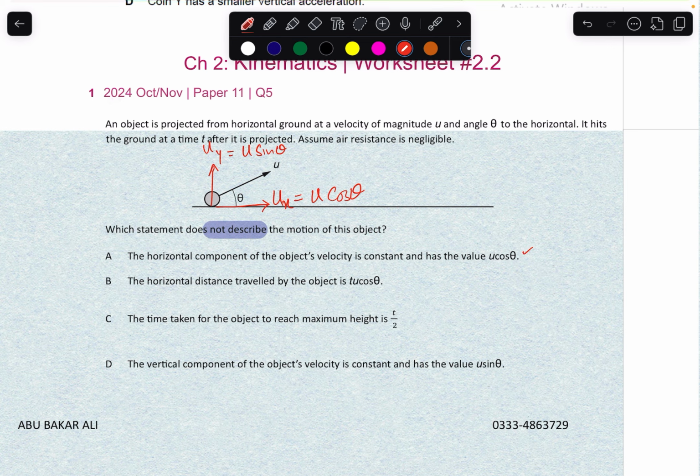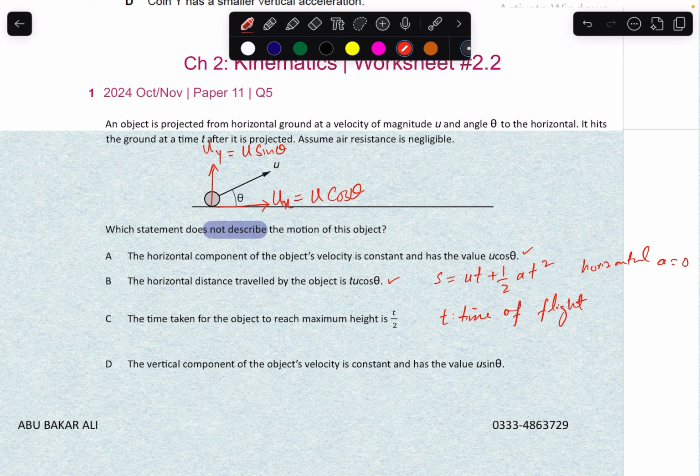This is correct. The horizontal distance traveled by the object is t u cos theta. This is also correct. Why? If you use the equation s equals ut plus half at square, we know in horizontal a will be equal to 0. So if you use this, you will get the b. So b is also correct. The time taken for the object to reach the maximum height is T by 2. Okay, if you take T as the time of flight, the total time it spent in air, so if you take the half of that time, you will get the time at which it will reach the maximum height.